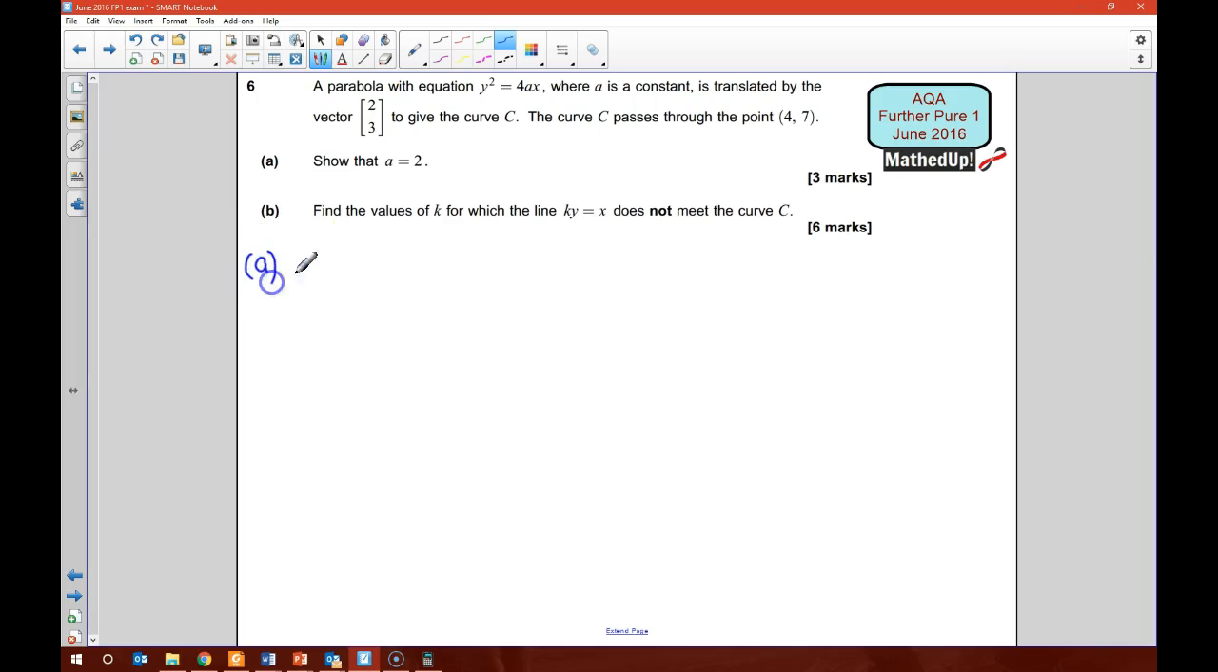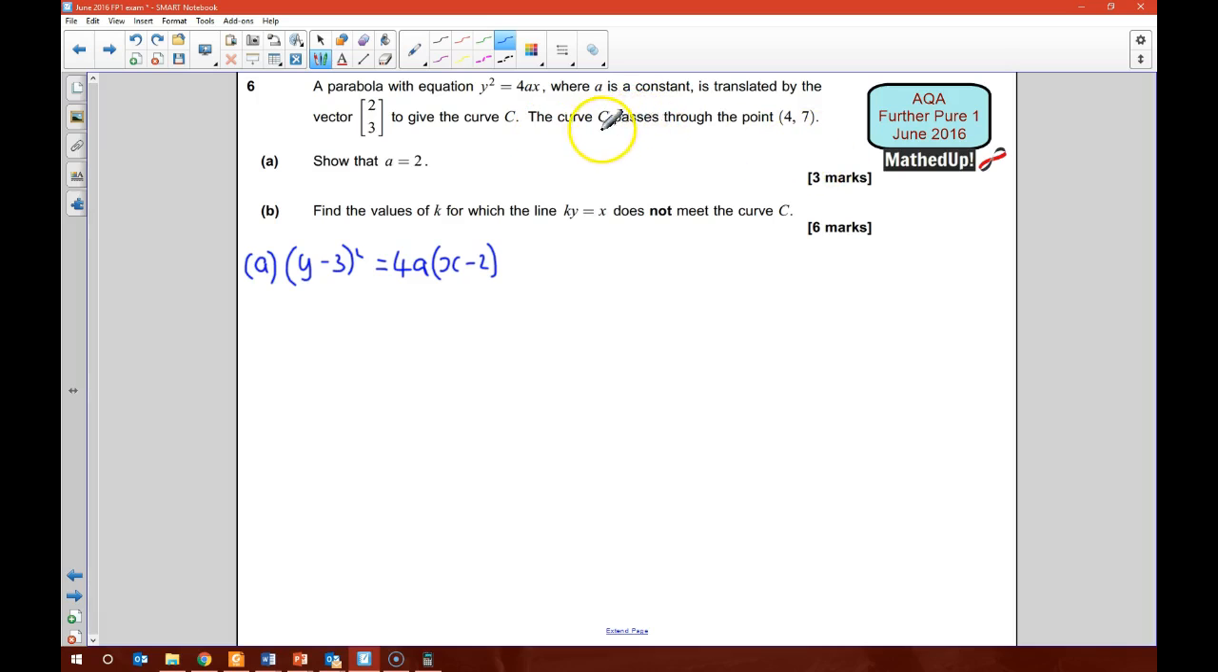So for part A, because I know once it's been translated, I know a point that it passes through, I can first of all carry out this translation. So the translated curve, the curve C, is going to have an equation where I replace the y with y subtract 3 and replace the x with x subtract 2. So we're going to have (y take away 3) squared is equal to 4a times (x subtract 2). Okay, and that's going to be the equation of the curve C.